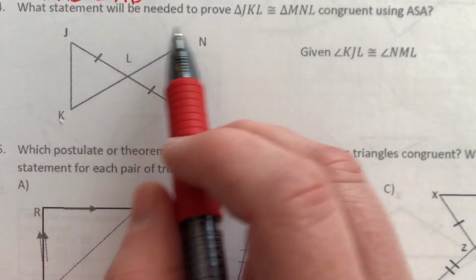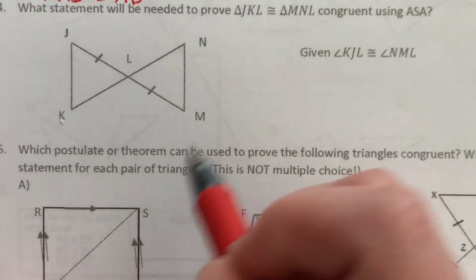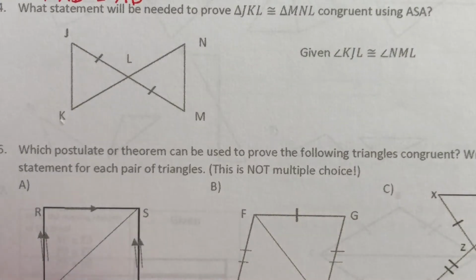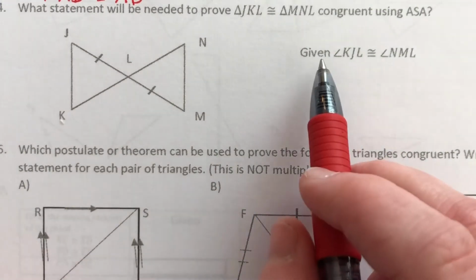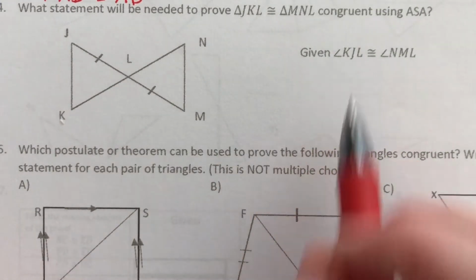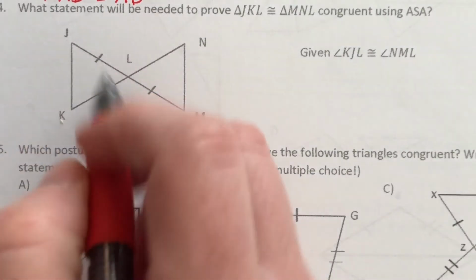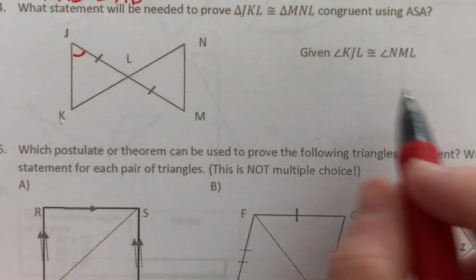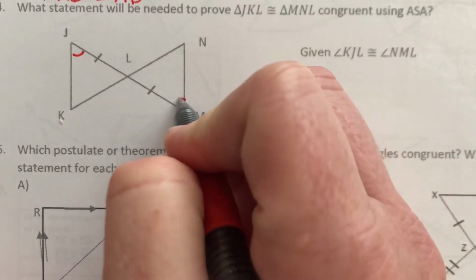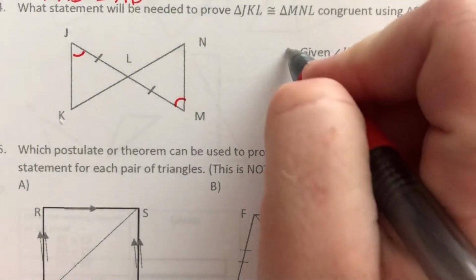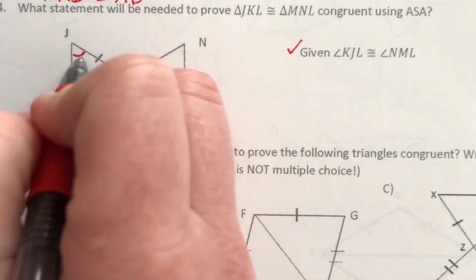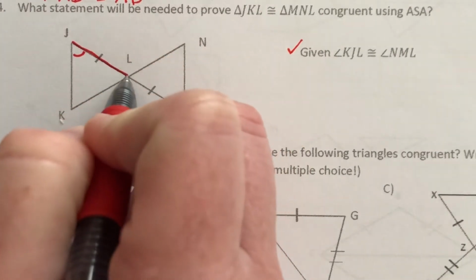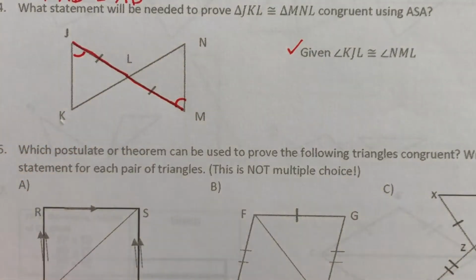Number 4, what statement will be needed to prove that the two triangles are congruent? Using angle, side, angle. Okay, so it tells us angle KJL, this guy, is congruent to NML, this guy right here. So it tells us that here in the given. It shows us in the picture that this line is congruent to this line.